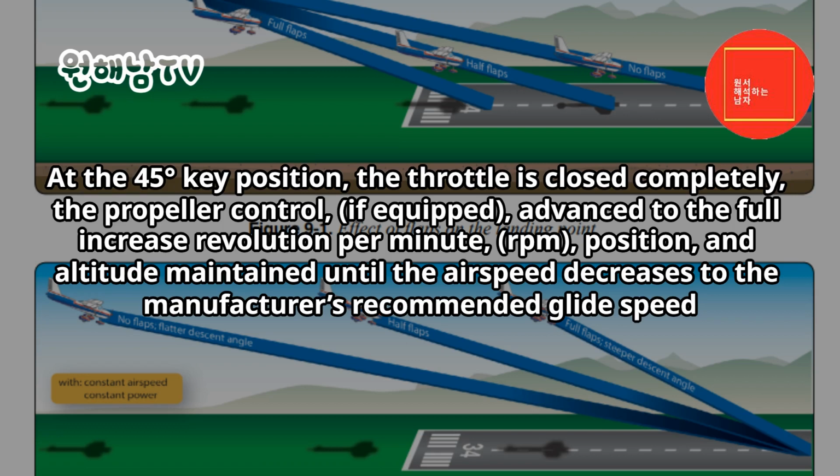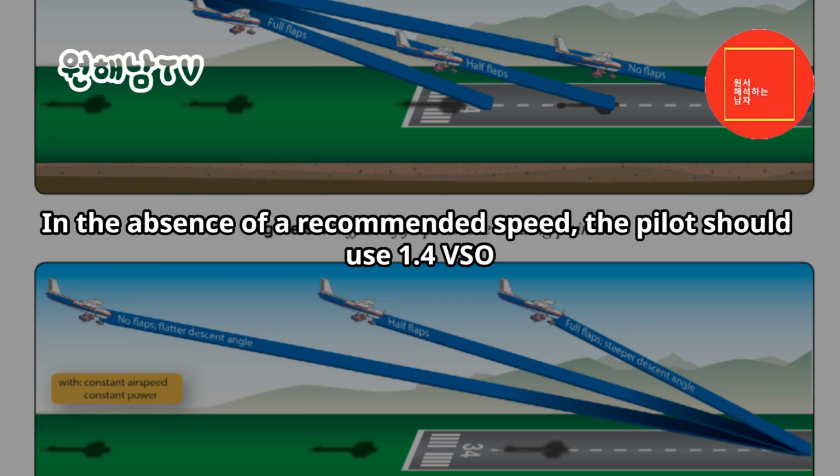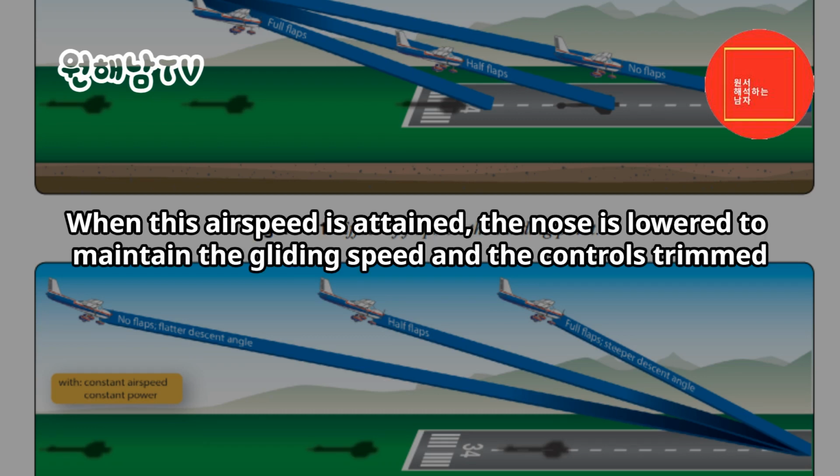At the 45 degrees key position, the throttle is closed completely, the propeller control, if equipped, advanced to the full increase revolution per minute, RPM, position, and altitude maintained until the airspeed decreases to the manufacturer's recommended glide speed. In the absence of a recommended speed, the pilot should use 1.4 VSO. When this airspeed is attained, the nose is lowered to maintain the gliding speed and the controls trimmed.